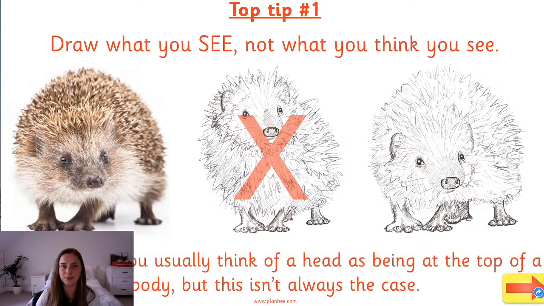So we've got some top tips for you today with your sketching. Draw what you see and not what you think you see. So in this picture of this hedgehog, I think lots of people assume that the head is higher than the body, but actually that isn't always the case. As you can see here, the hedgehog's head is actually lower down than the rest of the body. So when you're drawing a hedgehog, you need to make sure that you're drawing those shapes in the right places.